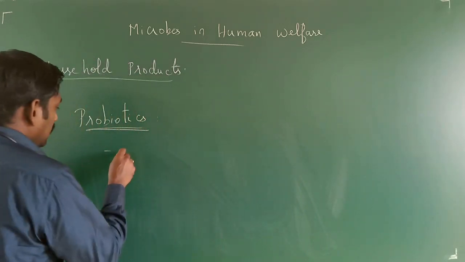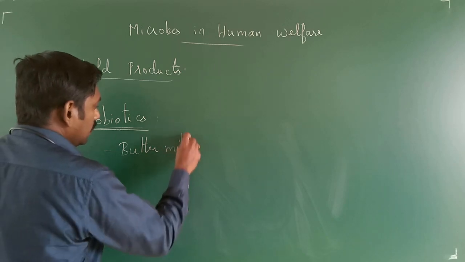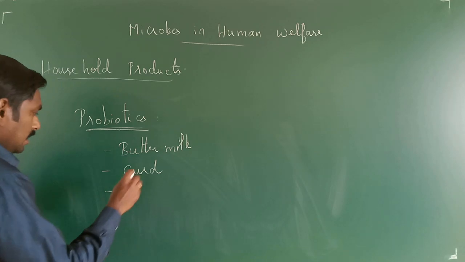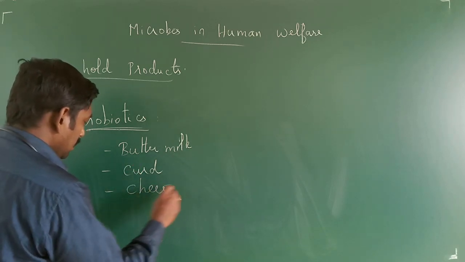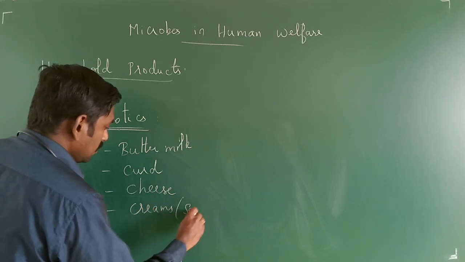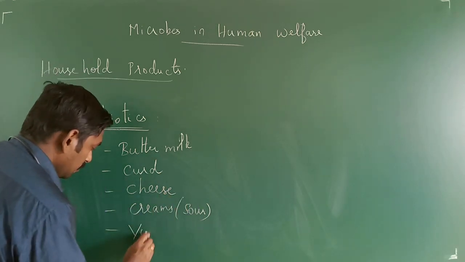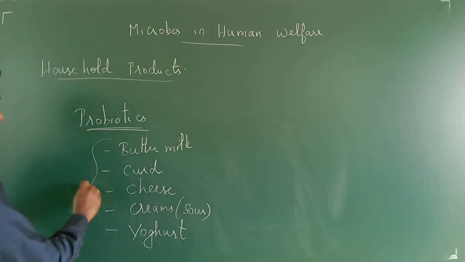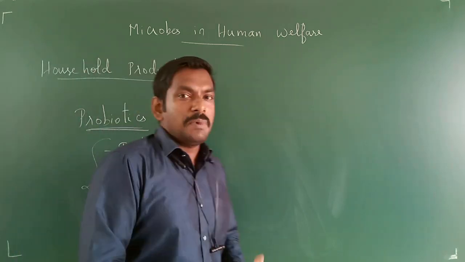The household products are buttermilk, curd, cheese, creams, especially sour cream, and yogurt. These products mainly have Lactobacillus species, and in addition breads.